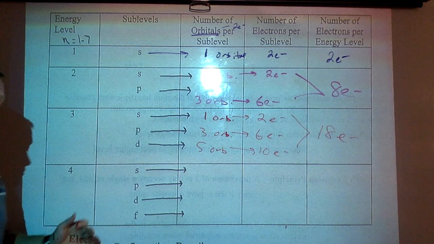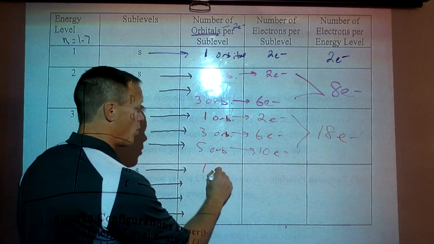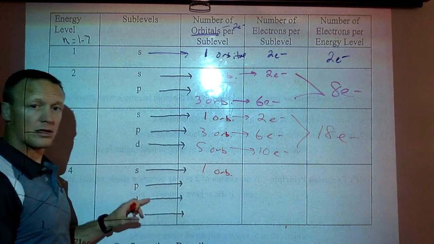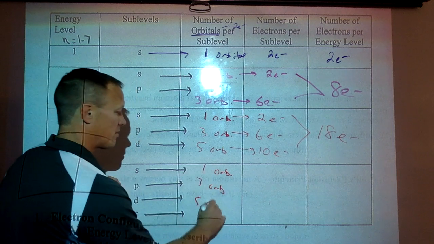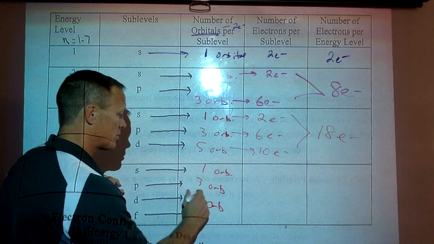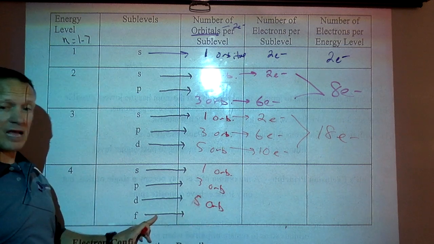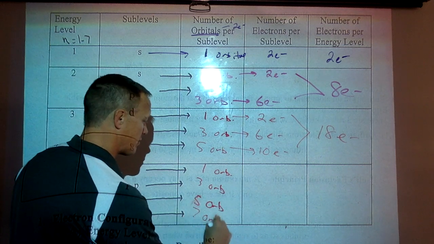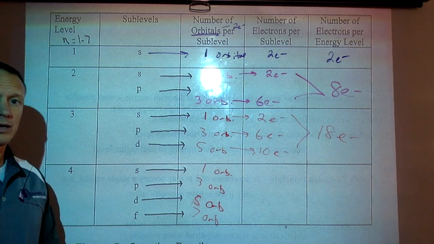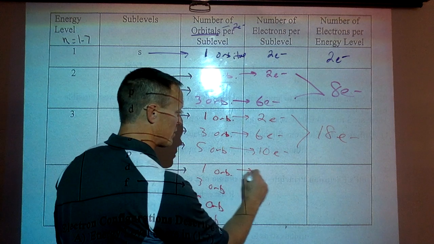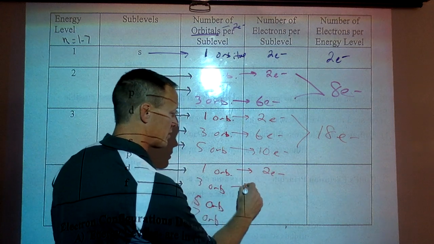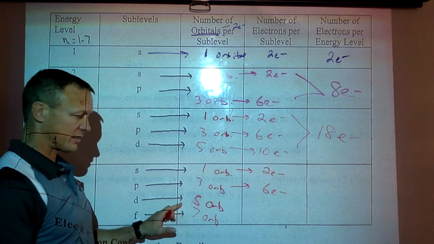Your fourth energy level has an S, P, D, and F. It's even bigger. Again, the S has 1 orbital. The P has 3 orbitals. The D has 5 orbitals. And you can probably guess that the F has 7 orbitals. Again, each orbital holds 2 electrons. So S has 2 electrons, and P has 6 electrons.